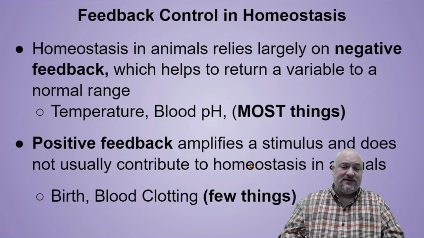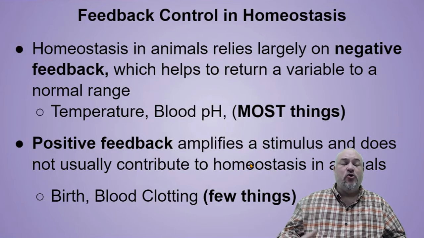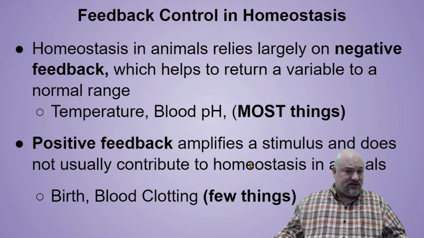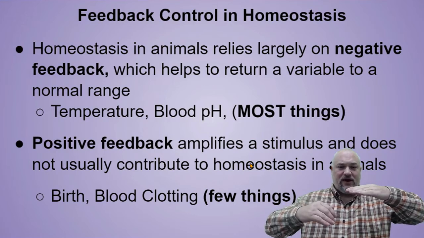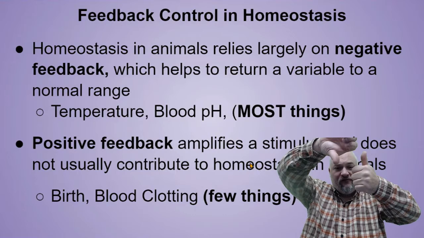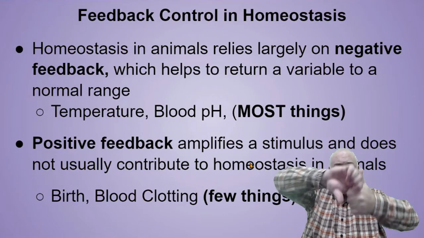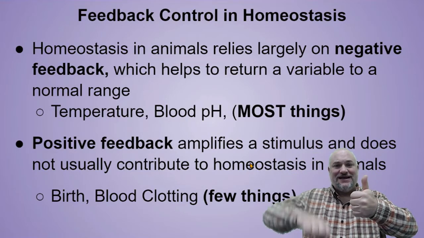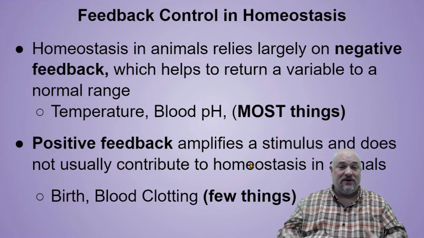Homeostasis in animals relies largely on negative feedback, which helps to return a variable to the normal range. This is most things in us, temperature, blood pH, for example. Here's your set point, right? If your temperature starts to get above it, what do we do? We try to reverse that motion. Our temperature is getting too high, our body's working to knock that back down into the normal range. That's a negative. It's working against the change to try to keep us steady.